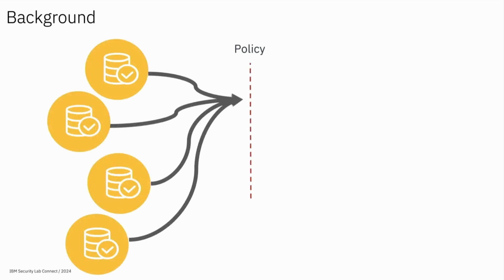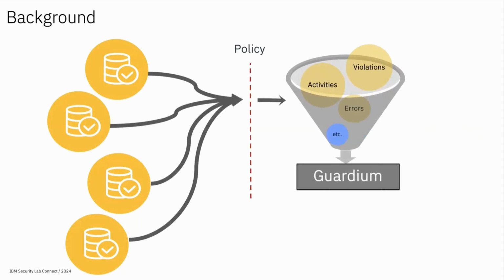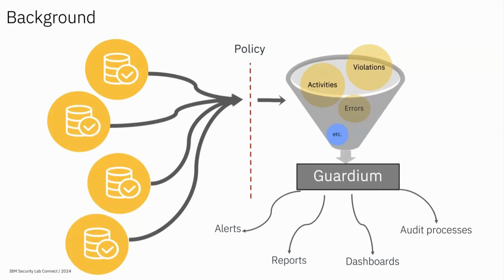So let's understand Guardium. We know Guardium is collecting data from database activities, exceptions, and so on. We have the policy, which is like a filter, and everything that goes within this policy is logged within Guardium. Now, this data can be used with alerts, reports. We also have some dashboards. Everything you need for compliance is there.